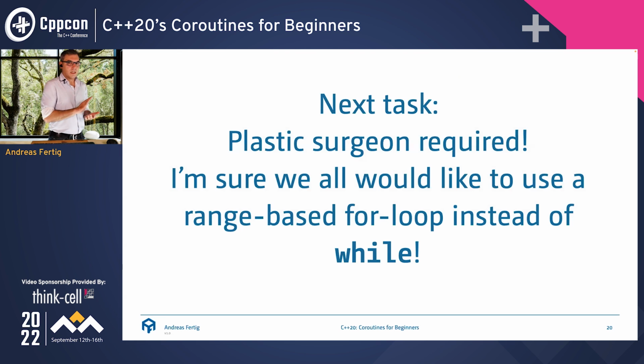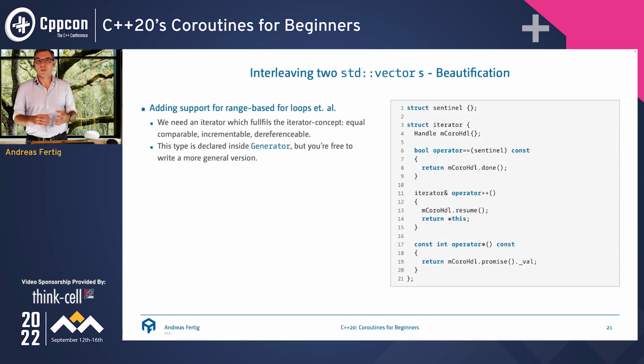So the next task then is, I guess we need a plastic surgeon. Because I'm sure we all would like to use range-based for loops instead of the while loop I just showed you, right? At least I would. It's not so nice. So I like the abstraction here. And for this abstraction, I need, of course, an iterator. Okay, so let's make a beautification for our std::vector, for our coroutine. And what do we need for a range-based for loop? We have to provide the member functions begin and end for our type generator and return an iterator.